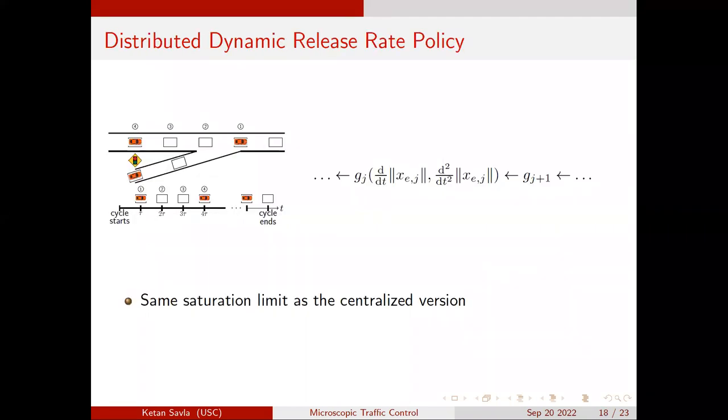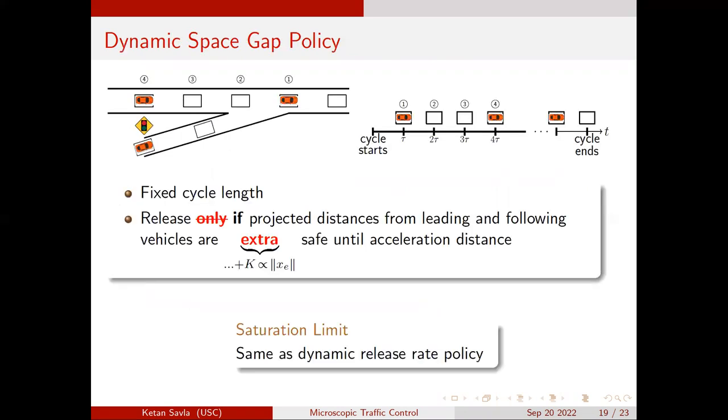Okay, now there are variations of the policy that I just described. If you recall, knowing the state of all the vehicles is quite cumbersome when you have so many vehicles. There are distributed implementations of this dynamic release rate policy, where each ramp decides its own release rate, G, based on its local traffic condition, based on the vehicles within its vicinity. And by choosing this mechanism appropriately, we can show that you can achieve the same saturation limit as the centralized version.